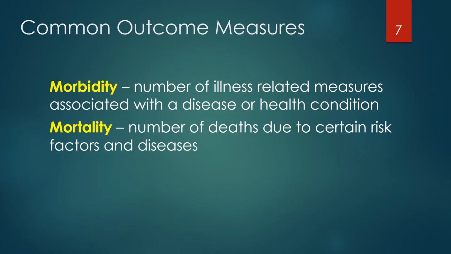The 2 most common outcome measures are morbidity and mortality. Morbidity is the number of illness-related measures associated with a disease or health issue. Mortality is the number of deaths due to certain risk factors and diseases.